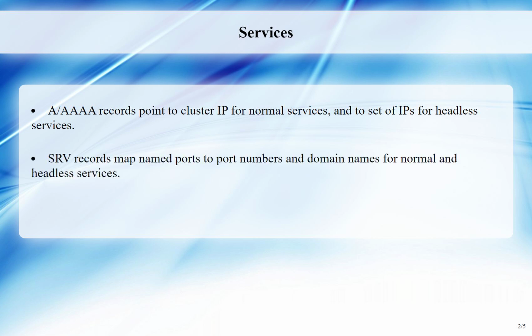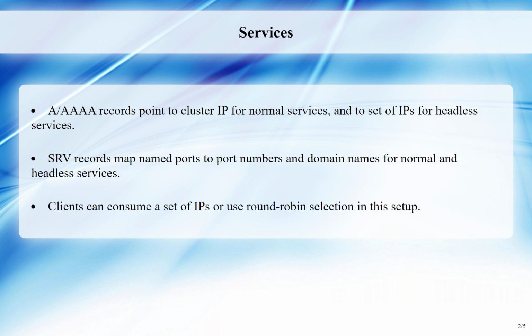SRV records are created for named ports in normal or headless services, with the format _port-name._port-protocol.my-svc.my-namespace.svc.cluster-domain.example. For regular services, this resolves to the port number and domain name, while for headless services, it resolves to multiple answers for each backing pod, containing the port number and pod domain name. This setup allows clients to consume the set of IPs or use round-robin selection.